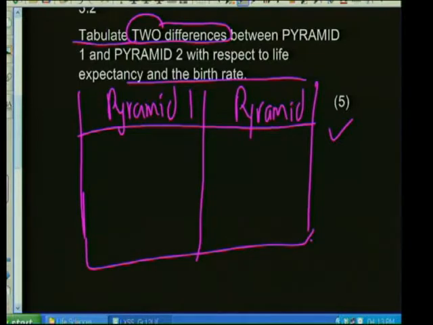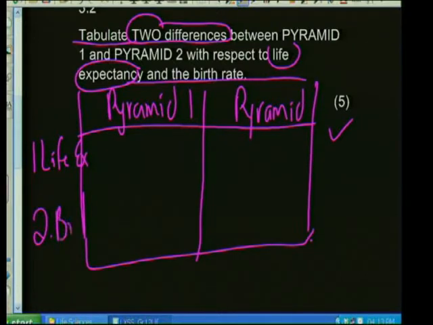Okay, now what do they want? The differences between pyramid 1 and 2, and they give you what they want. Life expectancy, number 1, and number 2, birth rate. Didn't we just do that?